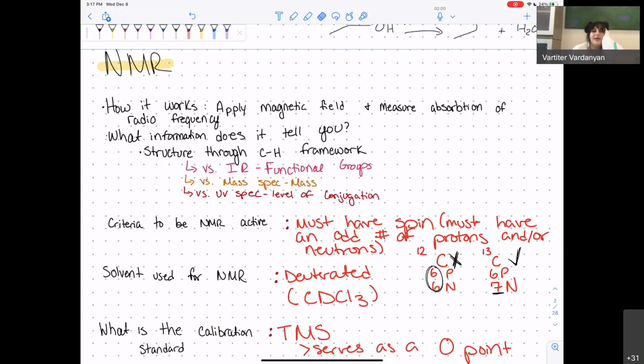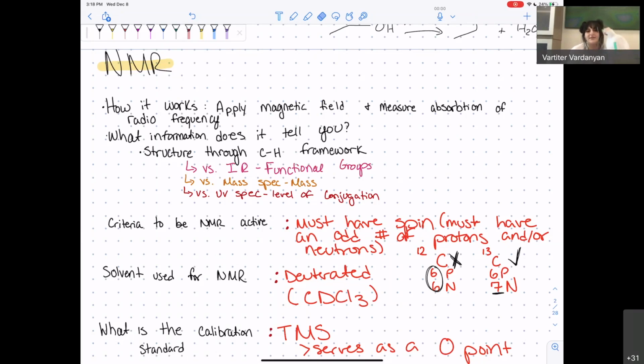So far we've learned about IR, mass spec, UV spec, and NMR. NMR tells you structure, IR tells you functional group, mass spec tells you the mass, and UV spec tells you the level of conjugation.